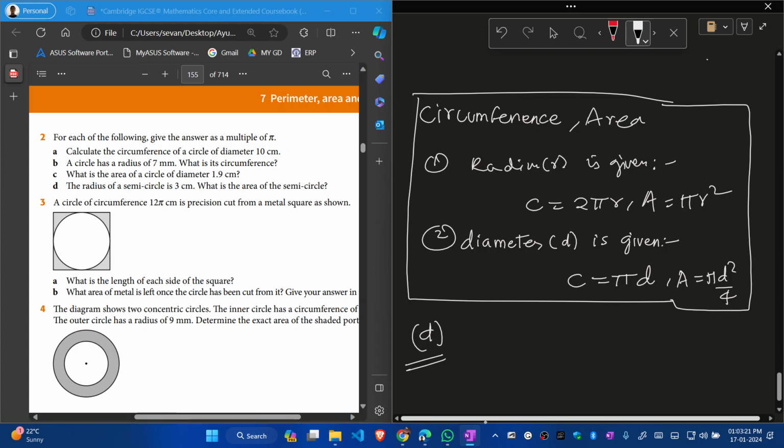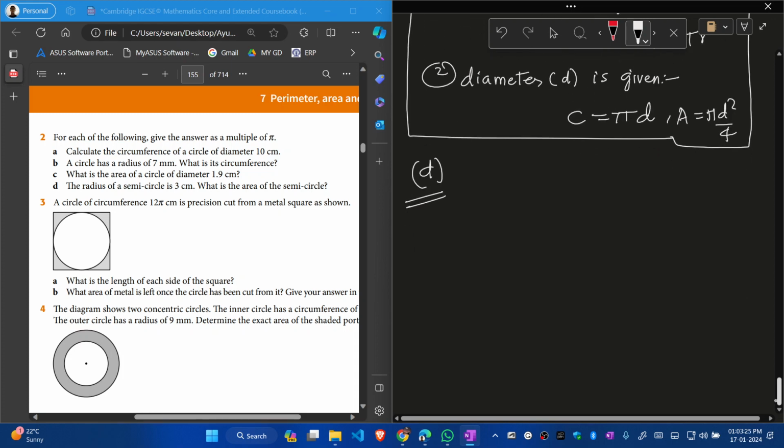The radius of a semicircle is 3 centimeters. So semicircle means again the same thing. This is the semicircle. So radius means this radius only. So radius is given, 3 centimeters.